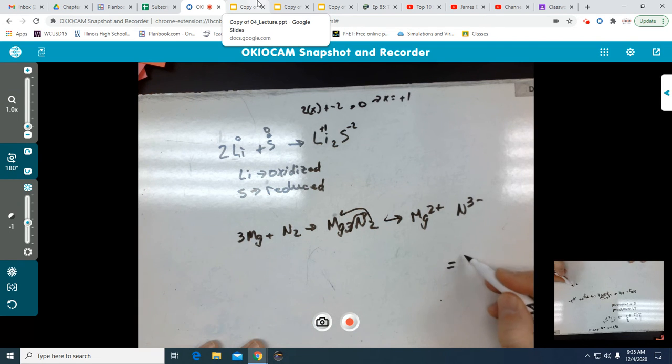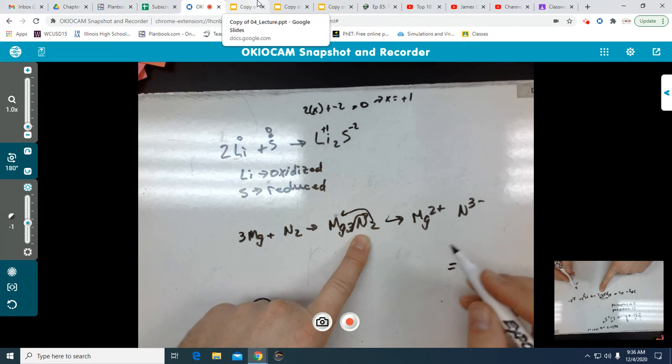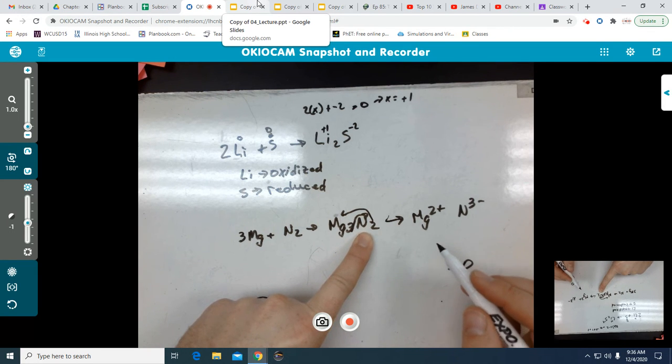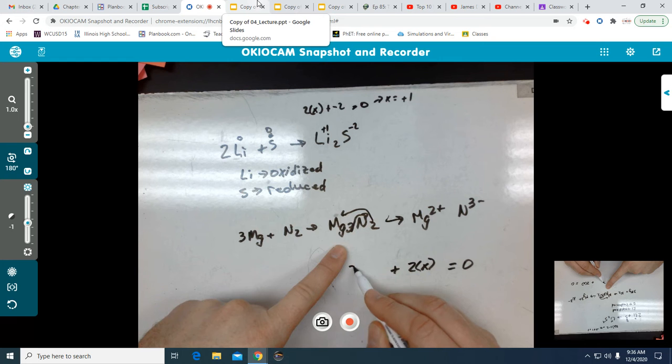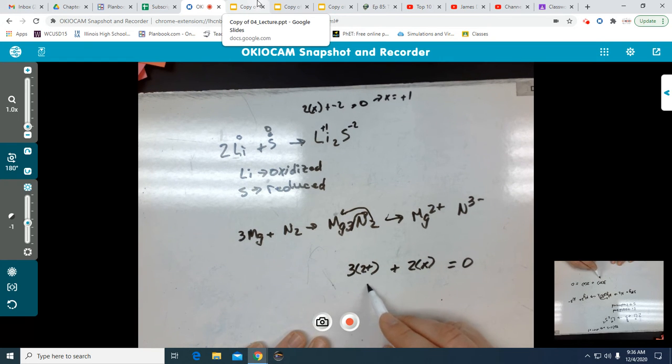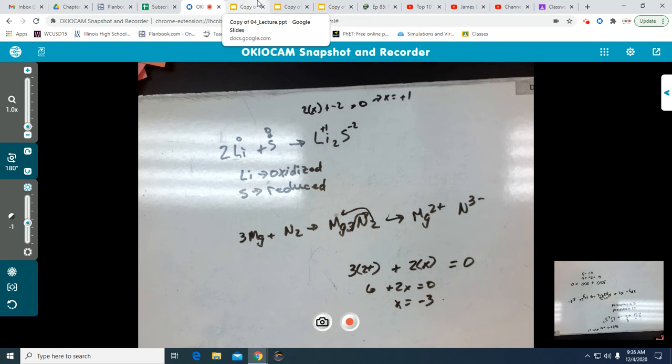Again, it is a neutral compound, so set it equal to 0. Let's try something different and solve for N. According to our formula, there are 2 nitrogens, so 2X, and there are 3 magnesiums, and magnesium is typically a 2+, so we get 6 plus 2X equals 0. Solving for X, we would get -3. So it all works out the same.